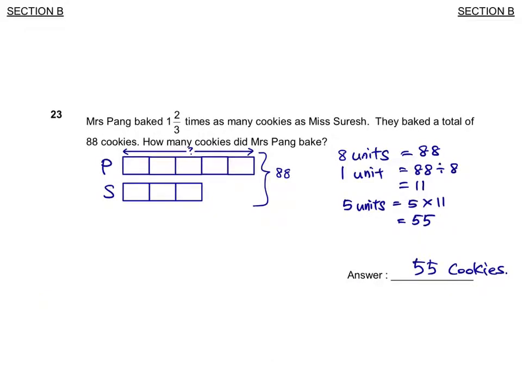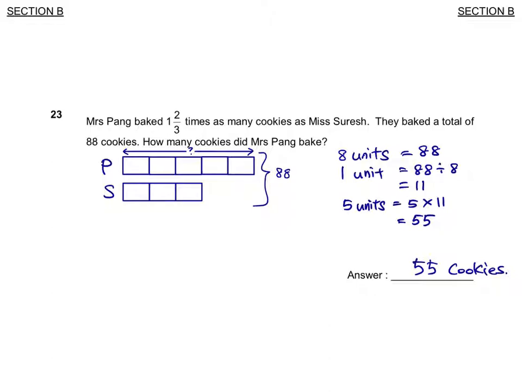Okay, question 23 is a fraction of a set question. So this one is 1 2/3 times the cookies. This type is actually not really difficult. Miss M, Miss S, Miss S is 3, then this one is 1 2/3. 1 time and 2/3 of this, so it's 2 of this, so it's actually equal to 5 units and this one is 3 units.